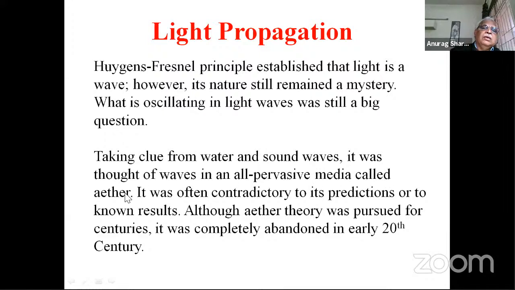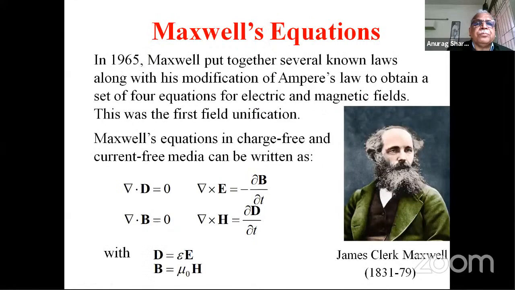So there was an ether theory, which was actually started by Huygens only, and it ran for 300 or 400 years. It often provided results contradictory to its own predictions. Although ether theory was pursued for centuries, it was completely abandoned in the early 20th century. 1678 was when Huygens started his theory, and this is the early 20th century, 1900 something. So for about 300 years, ether theory reigned supreme. A lot of people believed in it, but actually it was a completely wrong thing.